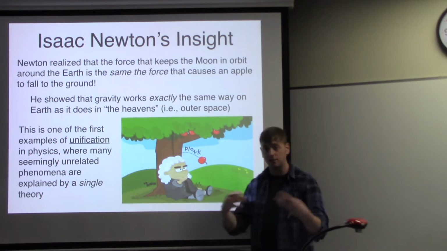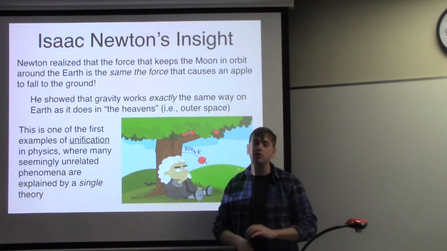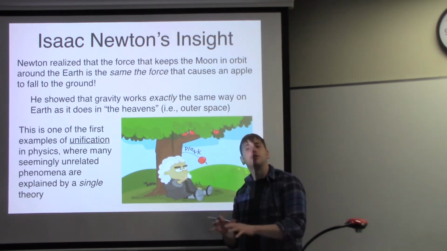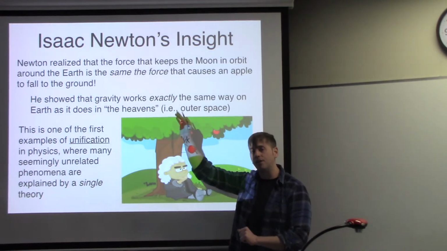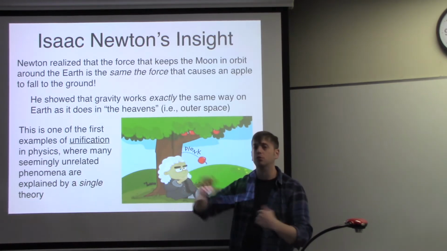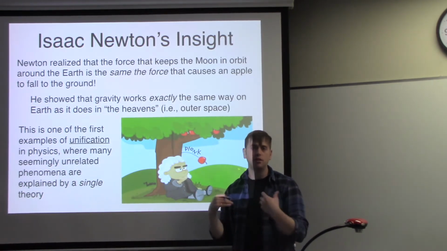which was a really big shift in thinking because, as I said earlier, before Newton, it was really commonly accepted that the way things move here on Earth and the way things move out there in the heavens were just completely different. Two different sets of rules. Newton did what's called unification.